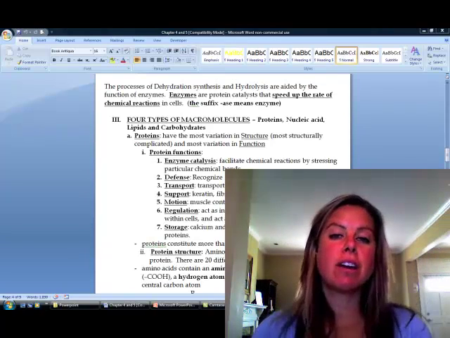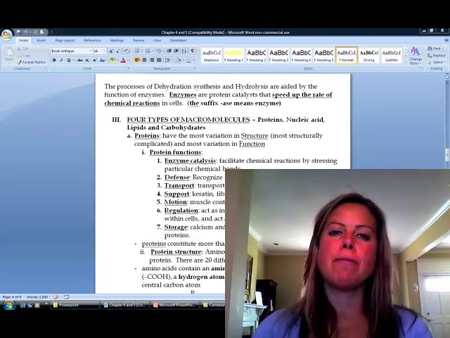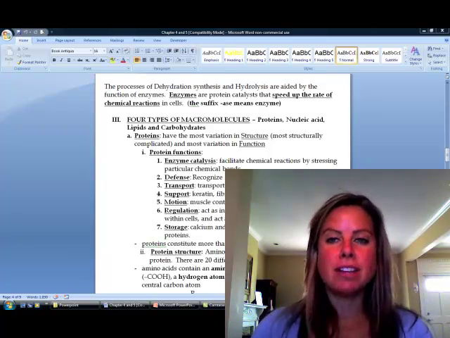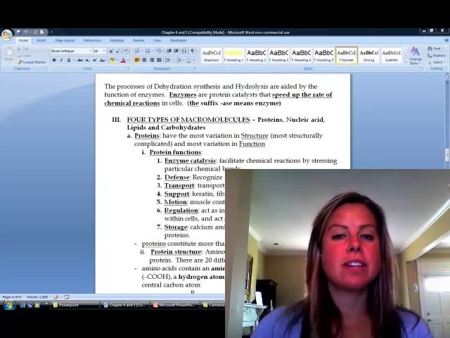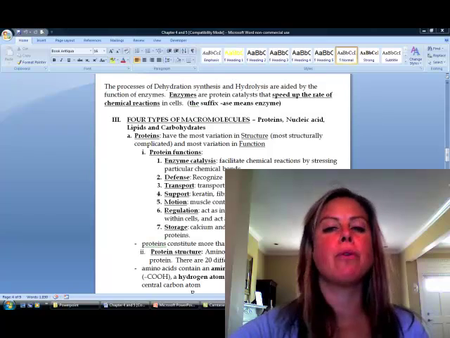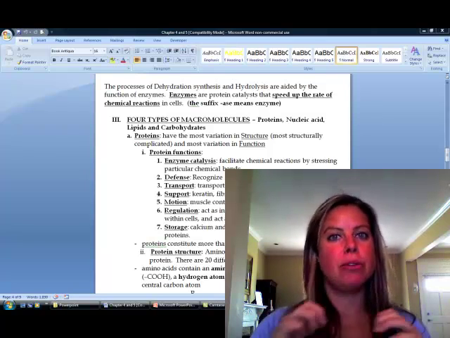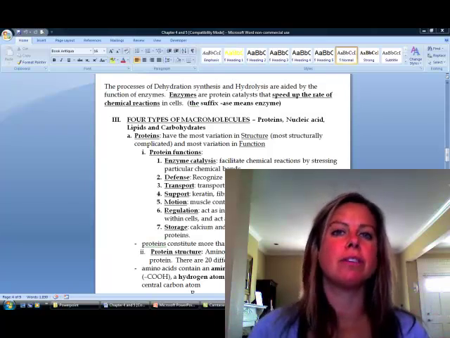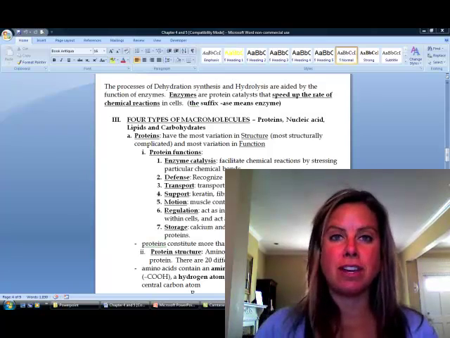So now we're going to start talking about the different types of macromolecules that are out there. And there's going to be four basic types: proteins, nucleic acids, lipids, and carbohydrates. With the exception of lipids, they're all going to follow this format where they have those same building blocks that we've been talking about to form those polymers. So the first one we're going to talk about is proteins.